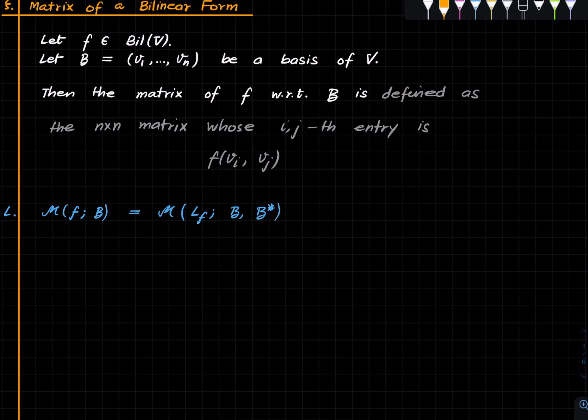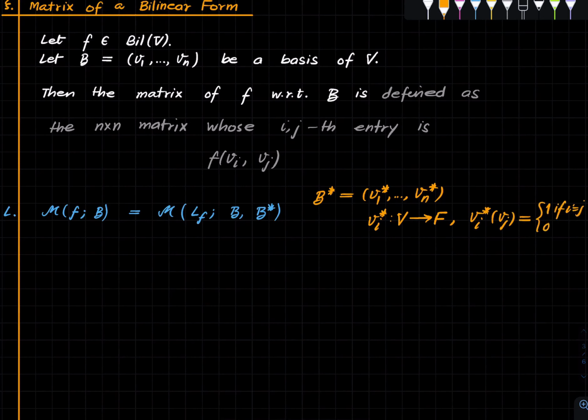So B star is, by notation, a basis whose elements are V1 star up to Vn star. So how is Vi star defined? It is, of course, a linear map from V to the base field, which is defined by this equation. So this is the definition of the dual basis. And now let us prove this quickly.